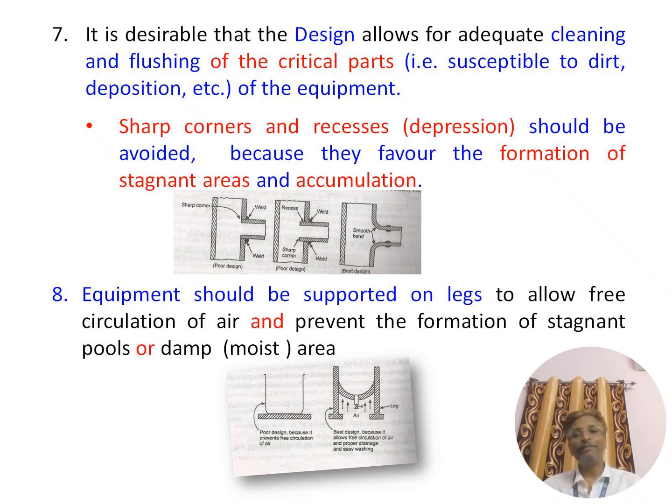Another important thing: equipment should be supported on legs to allow free circulation of air and prevent the formation of stagnant pool or damp. That is also a reason for corrosion.